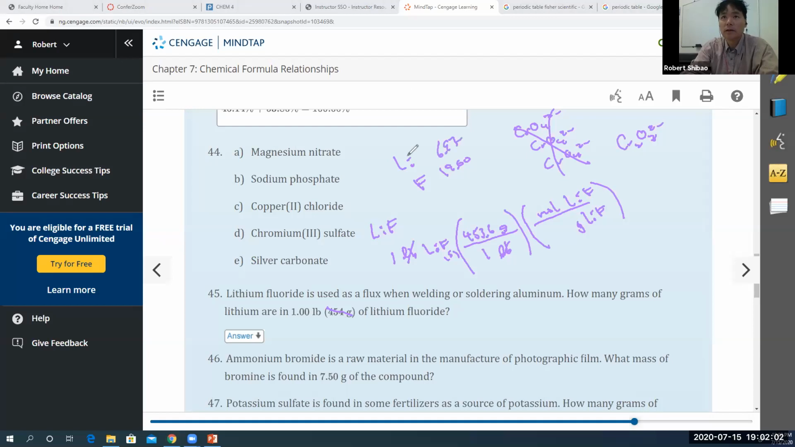Lithium consists of lithium 6 and lithium 7. Which one is more abundant, lithium 6 or lithium 7? Tell me.